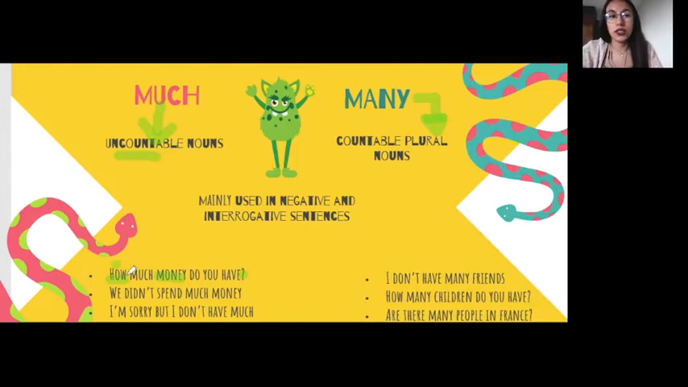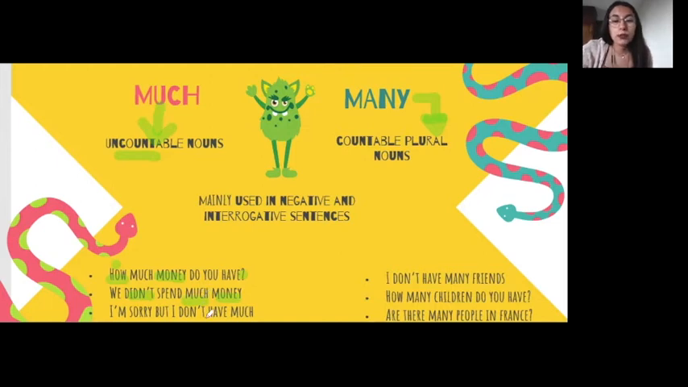Okay, just to be clear. This is a negative sentence, as you can see. Acá tenemos una partícula de negación. And we have money again, which is an uncountable noun. Tenemos otra vez el sustantivo no contable, dinero. Y razón por la cual utilizamos much. We didn't spend much money. No gastamos mucho dinero.